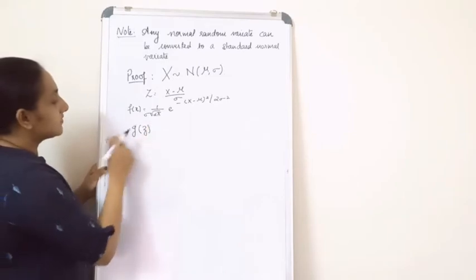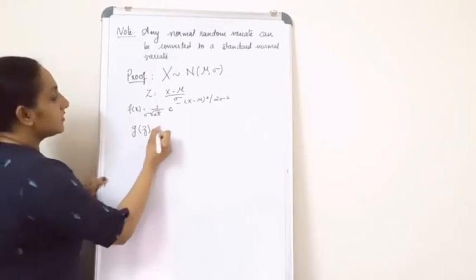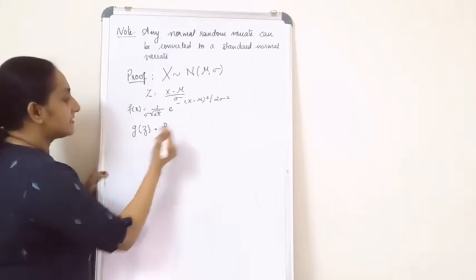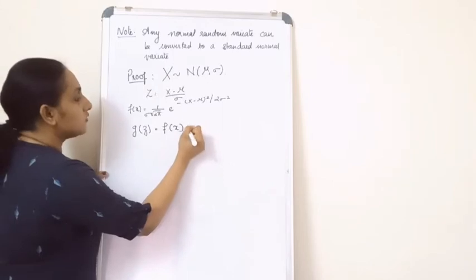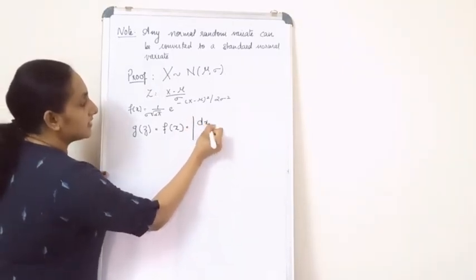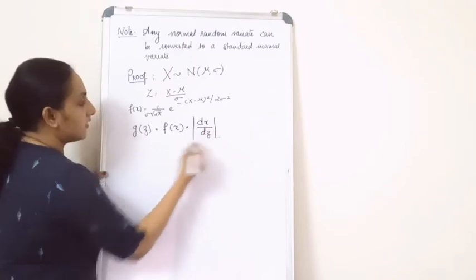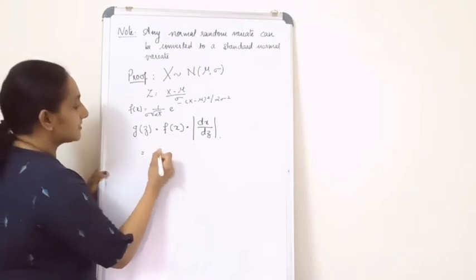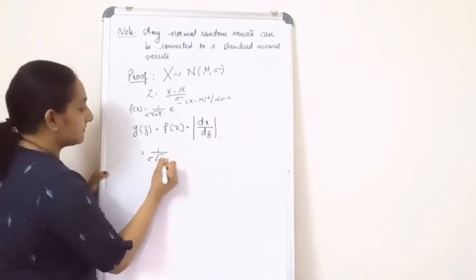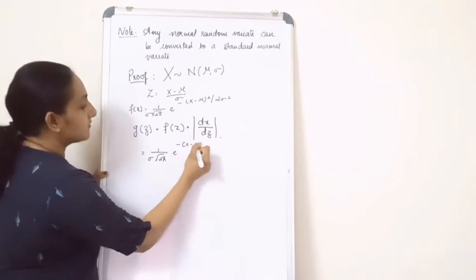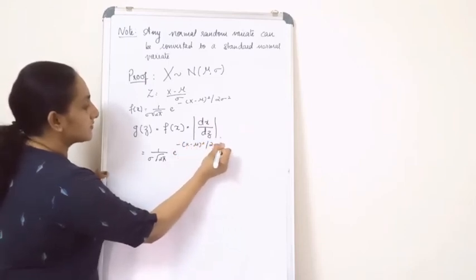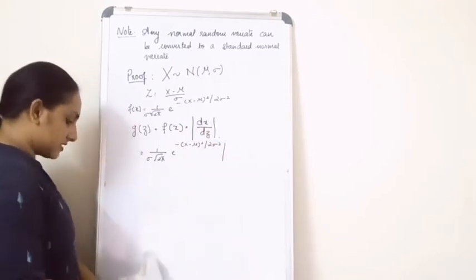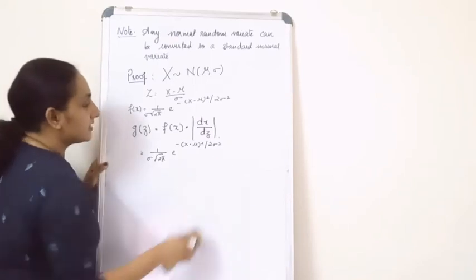Now I have considered g of z. By using the transformation for variables, the formula is g of z is equal to f of x into modulus of dx by dz. Instead of f of x, we will write 1 by sigma root 2 pi e raised to minus x minus mu the whole square divided by 2 sigma square, into dx by dz. So we have to find out what dx by dz is.